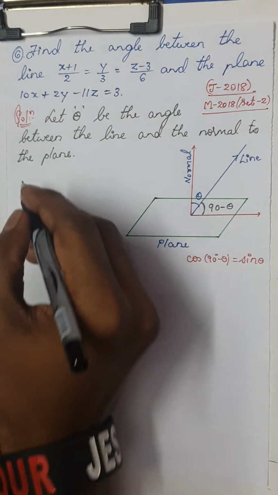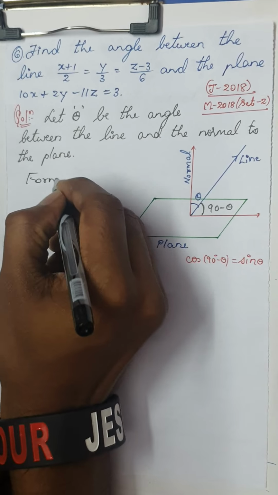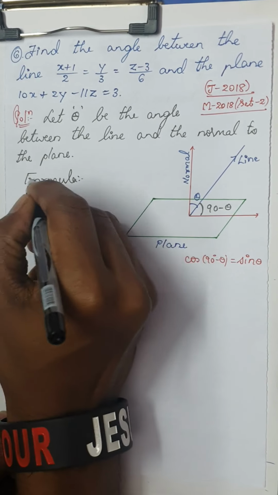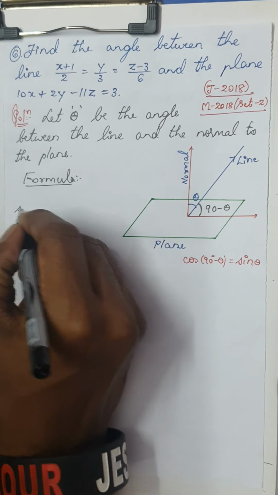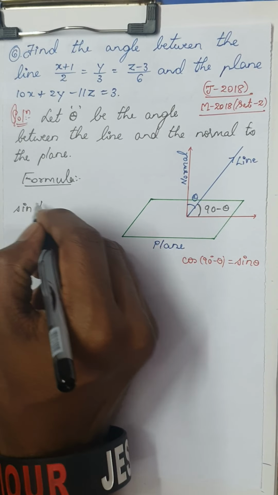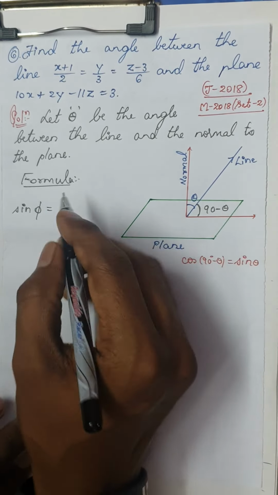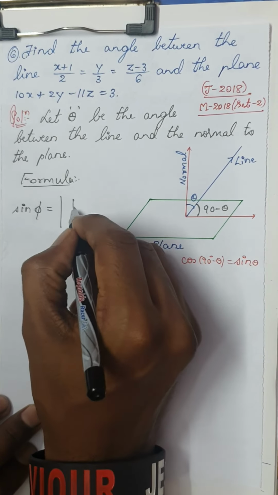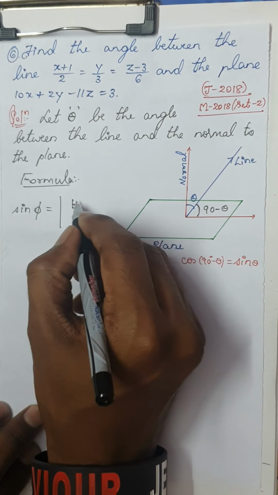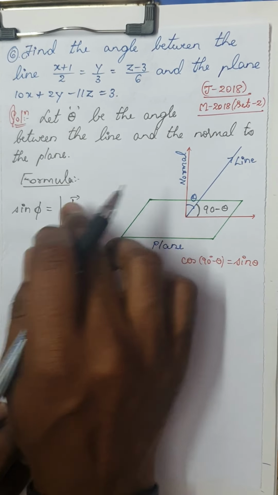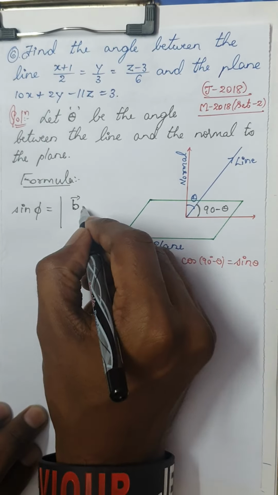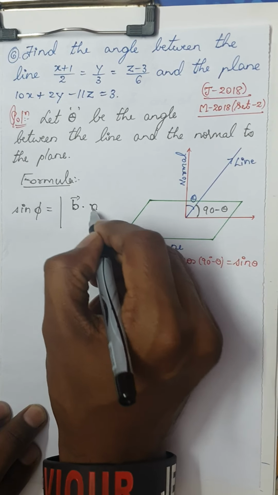So let me write the formula. The required formula is sine pi. Remember, here I am going to consider this angle as pi. So sine pi is equal to, we will have a vector b. Remember, this is a vector b which comes from the line, and the vector n comes from the plane.